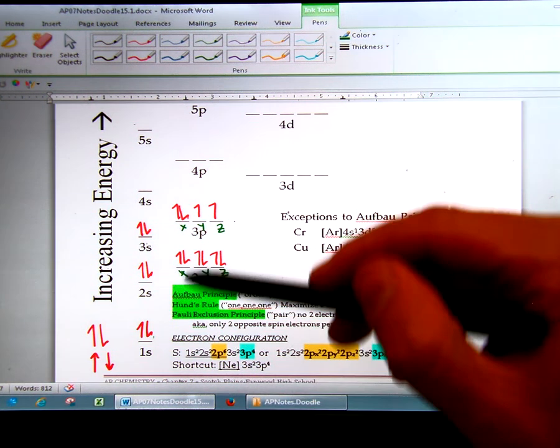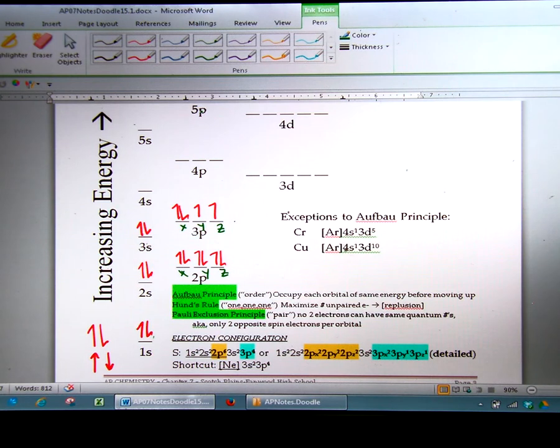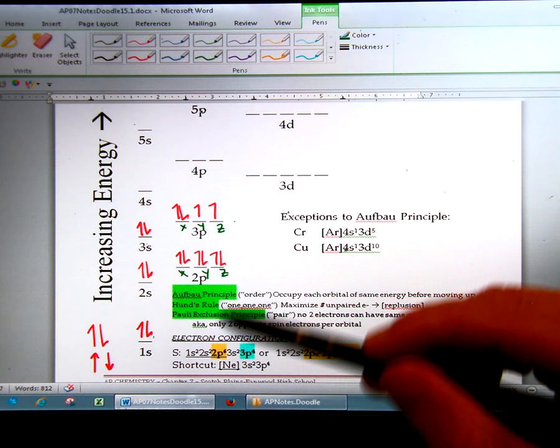So this is how you fill one of these energy level diagrams for any element electrons. In the next video, we'll talk about how to remember the order for all of this.